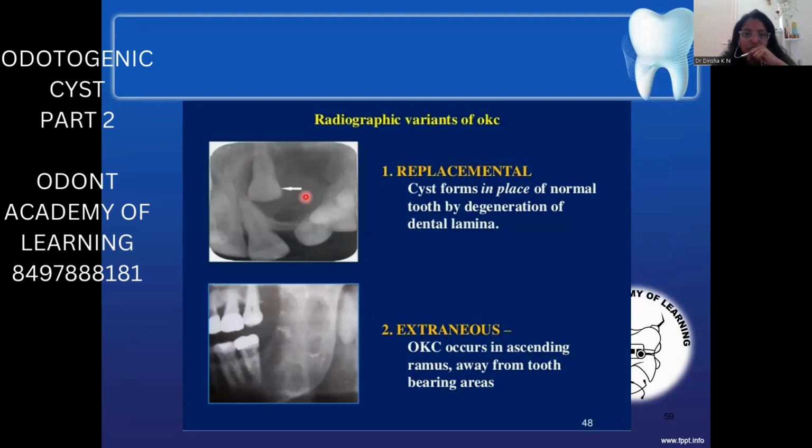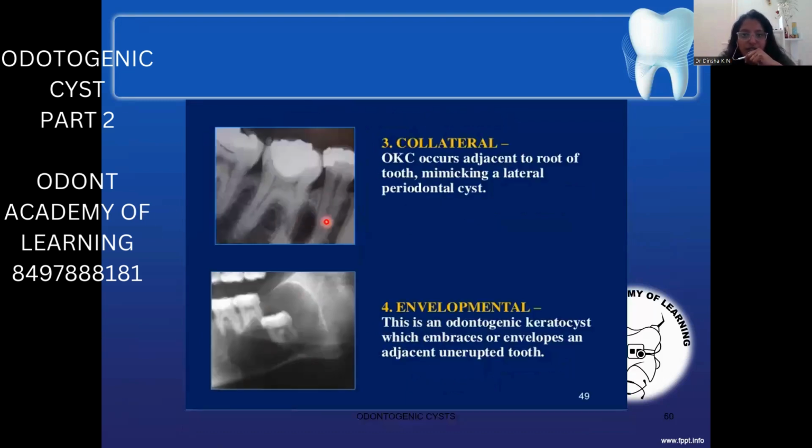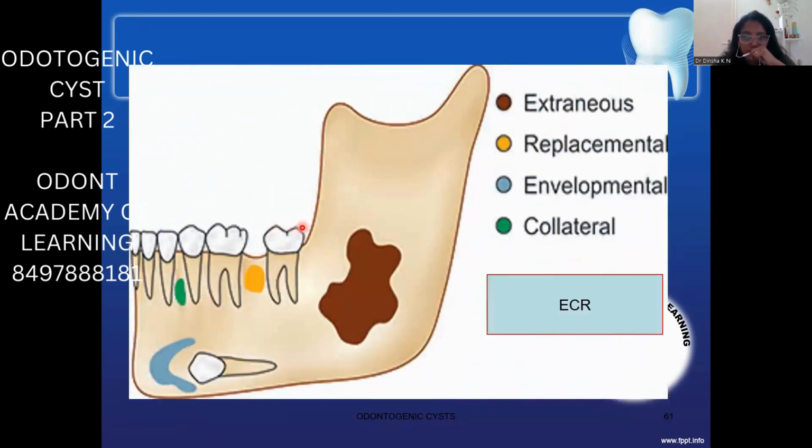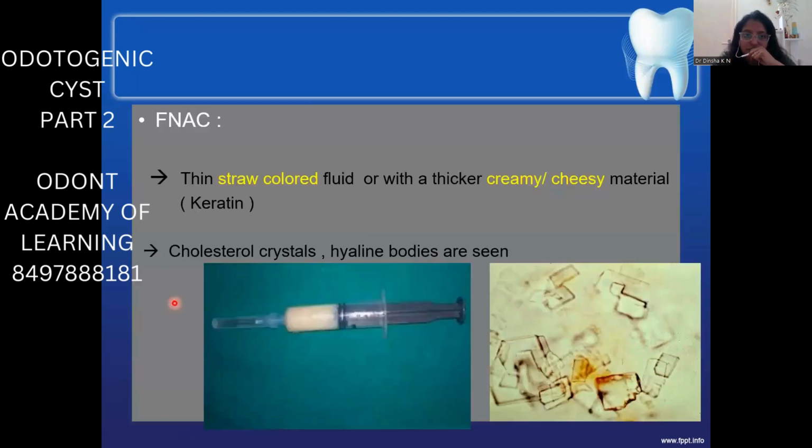So this will be a replacemental one, and this is an extraneous one. You can see it is in the ramus area, and these are the collateral ones, mimicking our lateral periodontal cyst. And this is the envelopmental type that is covering the crown of an unerupted tooth. So this is extraneous, this is replacemental, and this is envelopmental, and this is collateral.